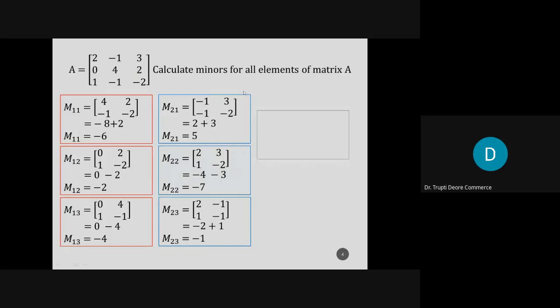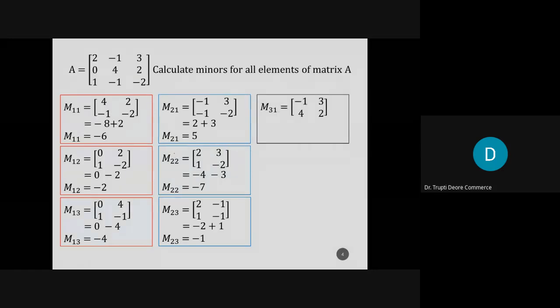Same here for the third one, third row, first column. We have to find its minor, right? So this column will be reduced, this row will be reduced. So remaining are these 4 elements: minus 1, 3, 4, 2. So you will get the answer: minus 1 into 2, minus 2, minus 4 into 3, 12. So minus 2 minus 12, it is minus 14.